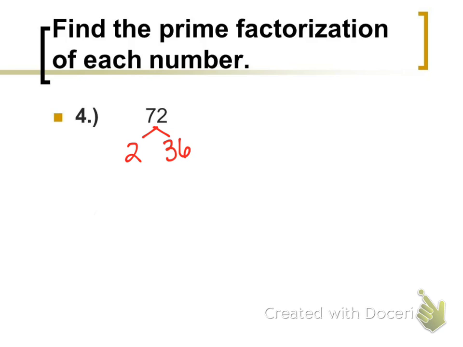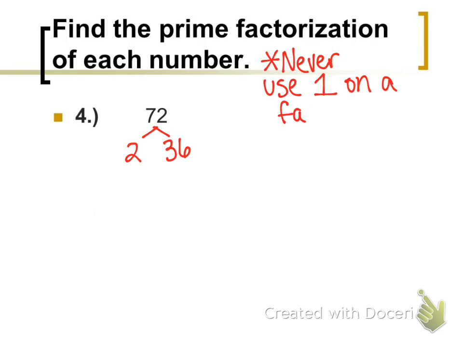If you wanted to start with 8 and 9 instead, that's fine. You would just have to work both of your branches. We can stop the branch that has 2. 2 can't break down anymore other than to be 2 and 1. And we never put a 1 on a factor tree. Okay, if you need to make that note to yourself, never use 1 on a factor tree. Never, ever, ever. Don't do it. All right, so we are done breaking down 2, but we still need to break down 36.